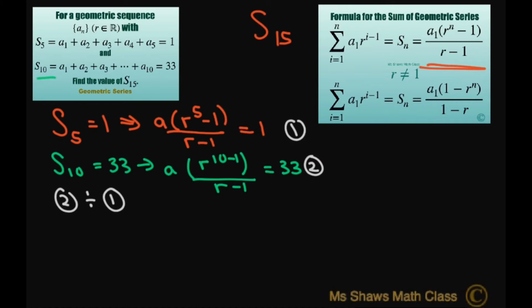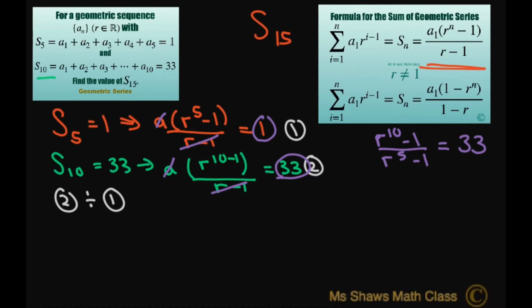And as you notice, the a's are going to cancel out. So basically also these two will cancel out. So basically we're just going to have r to the power of 10 minus 1 divided by r to the power of 5 minus 1. And then 33 divided by 1 is 33.